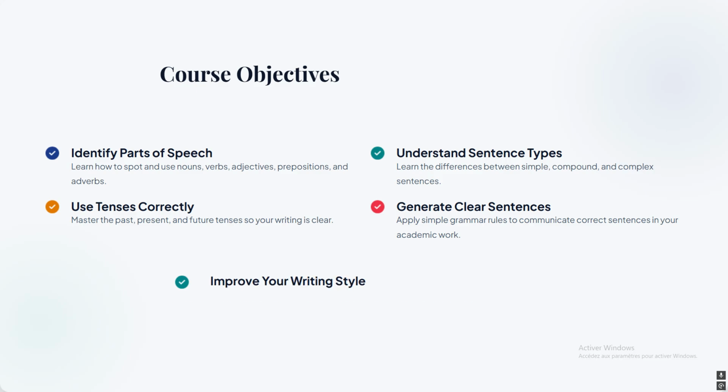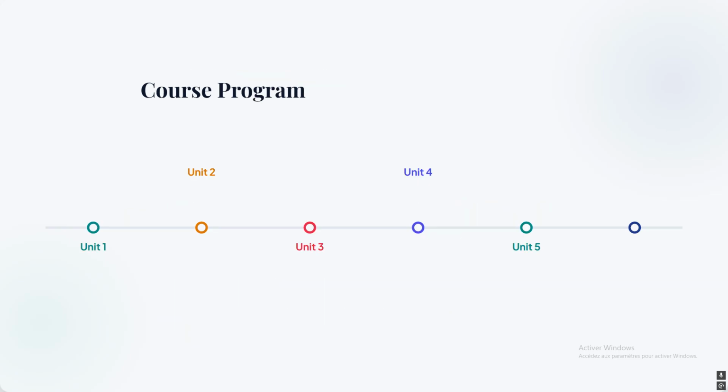Finally, improve your writing style, which is to use short and long sentences to make your paragraphs and essays interesting to read. Course program. First, Unit 1, Introduction to Grammar and Course Goals. Number 2, Sentence Structure, how to build sentences. Number 3, Sentence Types, that is how to write compound and complex ideas.